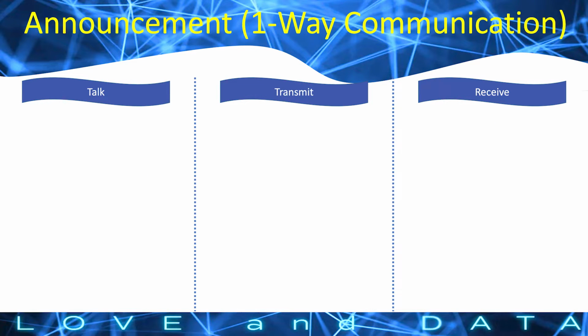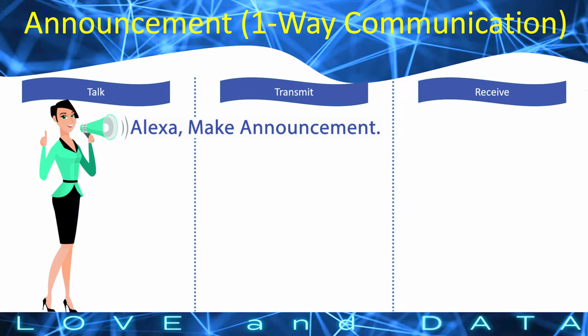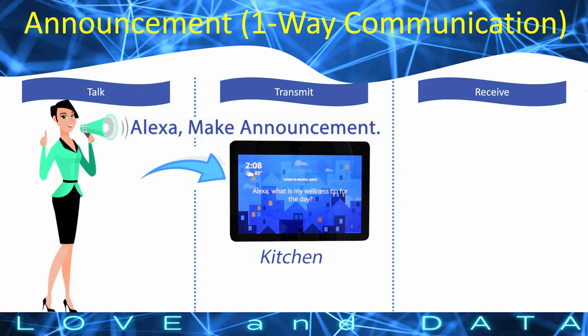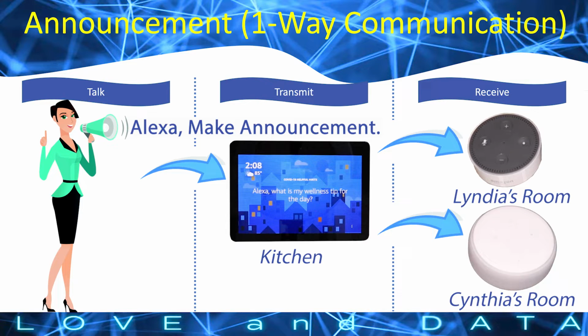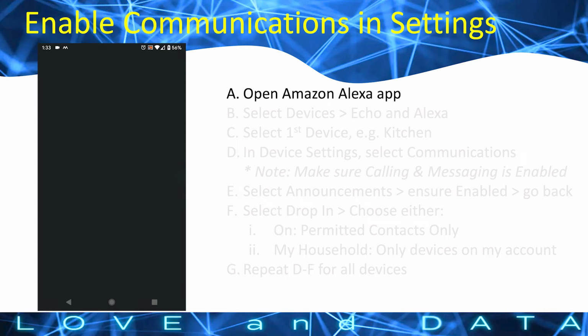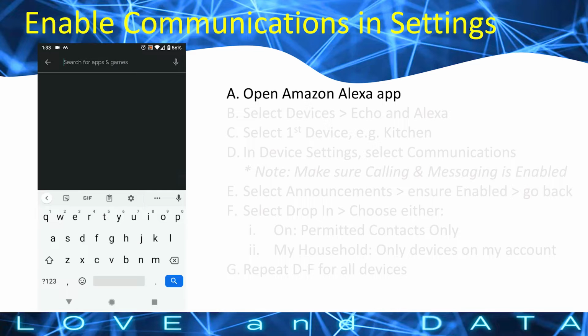Now for announcement, this is just a one-way communication. And again, you initiate it by talking and you say, for example, Alexa, make announcement. She will then ask you what announcement you want to make. You tell her, and then she transmits the announcement to every single device you have connected to your home network. Whether that be 1, 2, or 20 devices, she will announce to all of those devices. For each device, you will need to enable announcements and drop-in so that it will work.